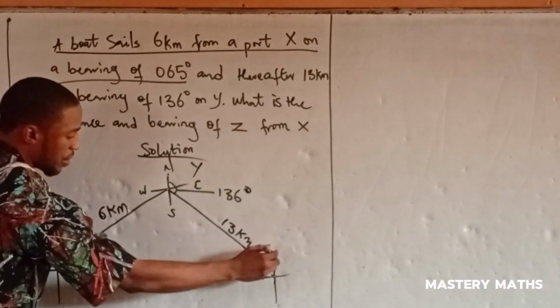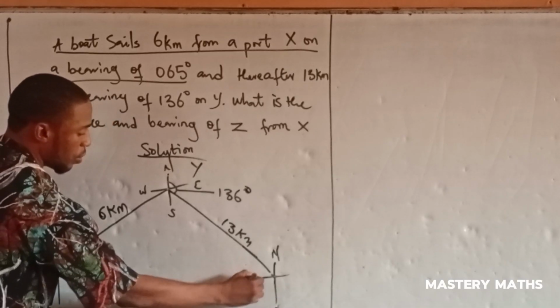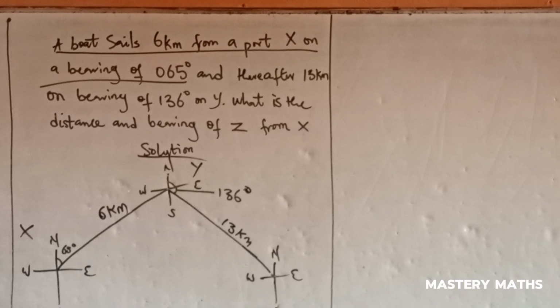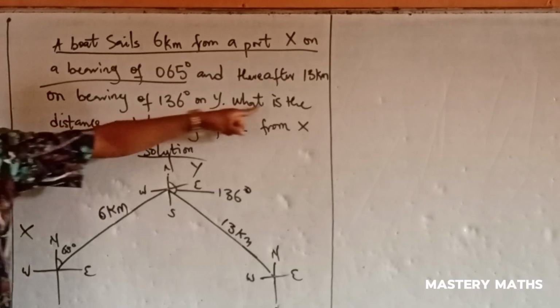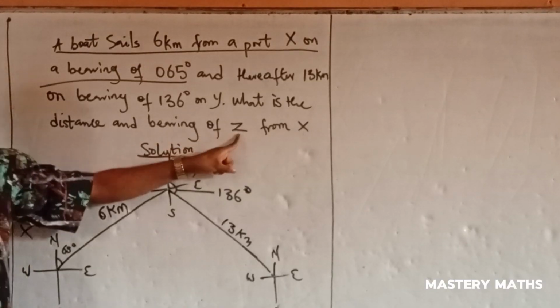Now, my line stopped here. I create another cardinal point, and I place my north, south, west, and east. That's the second one done. Now, here comes our question. What is the distance and bearing of Z from X?